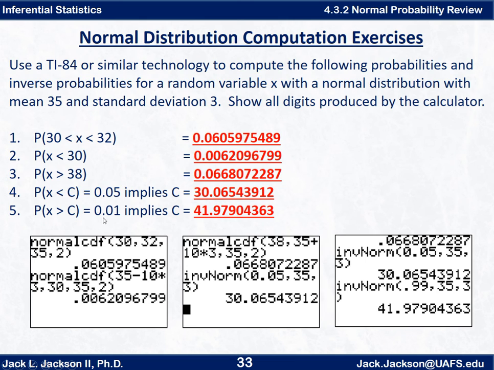Now the next one gives us a probability to the right, not to the left. So we need to find the corresponding probability to the left. Of course, it's just 1 minus 0.01, which is 0.99. So you do an inverse norm of 0.99, 35, 3. Again, those last numbers are the mean and standard deviation, and that gives you your answer there.